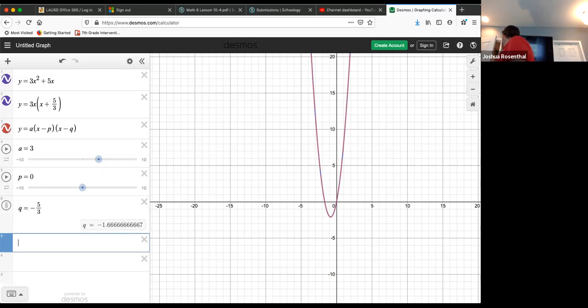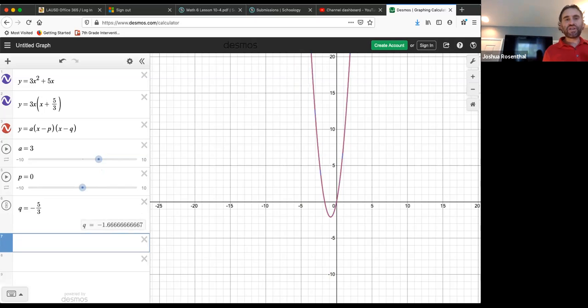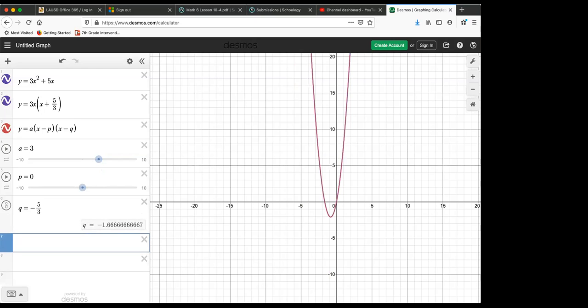So you can put it as, if there was no A, it would be X minus P times X minus Q, or P plus Q? Or wait, say that again? So Q in the equation would be -5/3. Yeah.